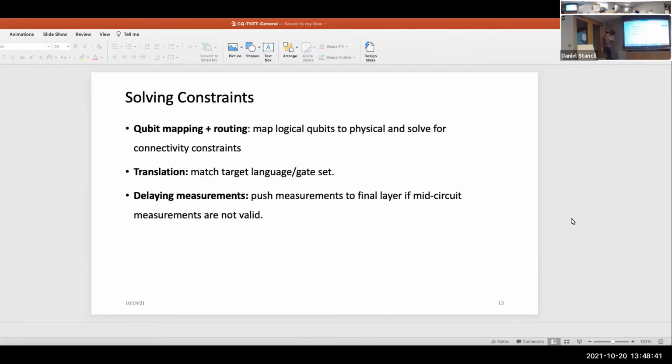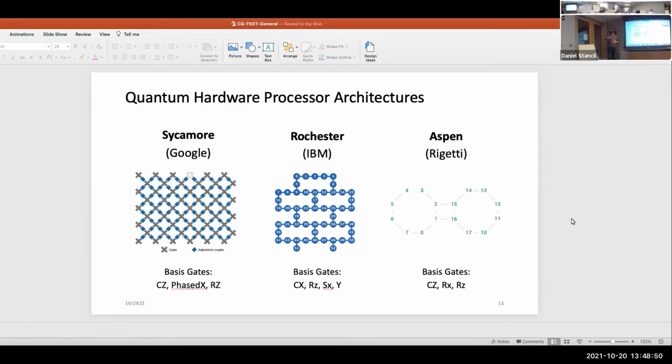So the second part is focused on the hardware. And each hardware has its own idiosyncrasies. There's all sorts of constraints that the architecture has. Tket knows all of this. And to understand how important this is, these are 3 examples of superconducting machines. So they have something in common. They're all superconducting. But you see that the layout is very different.